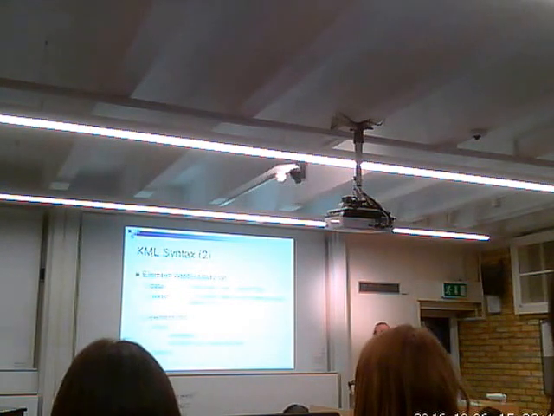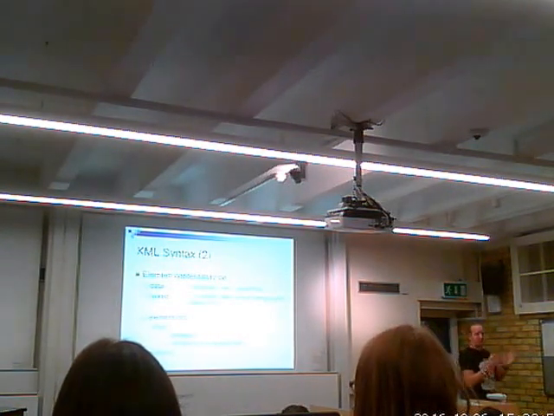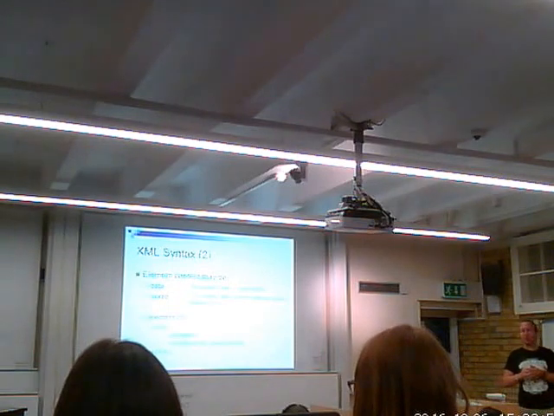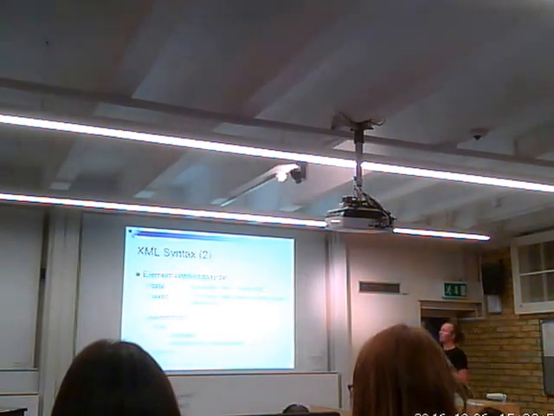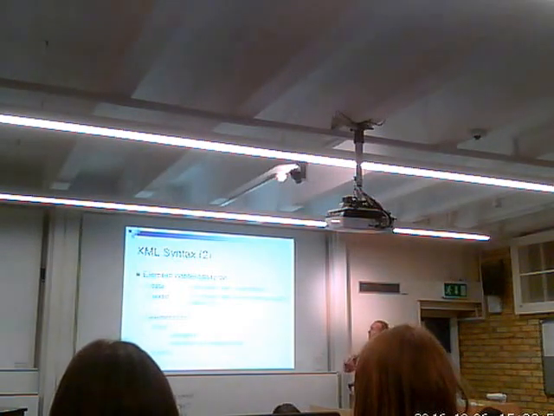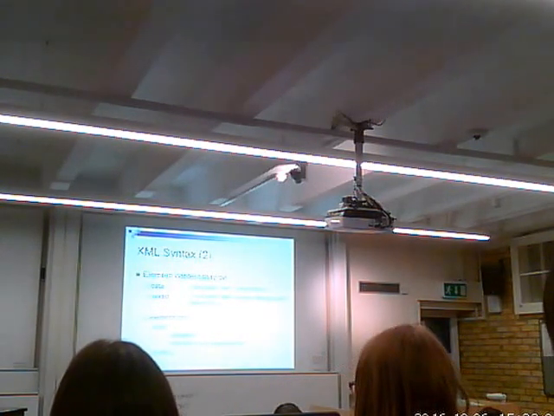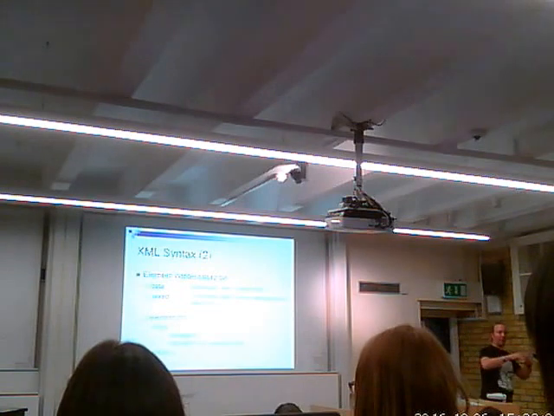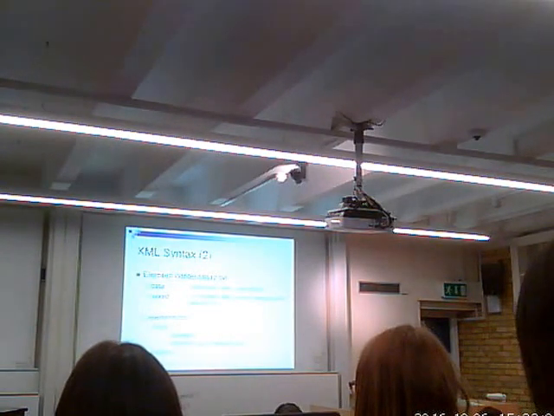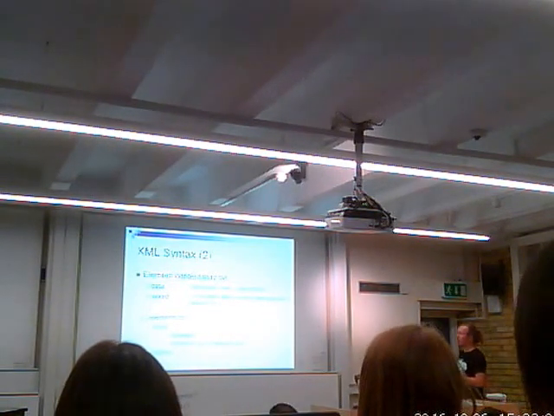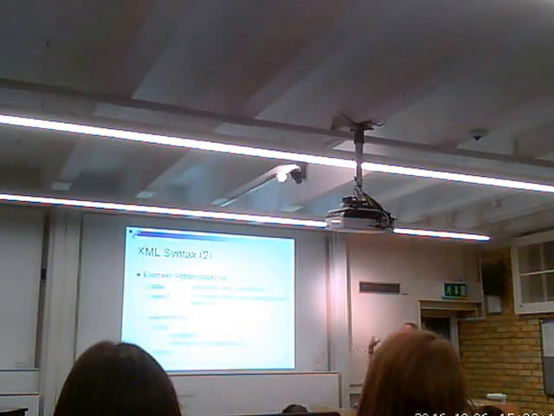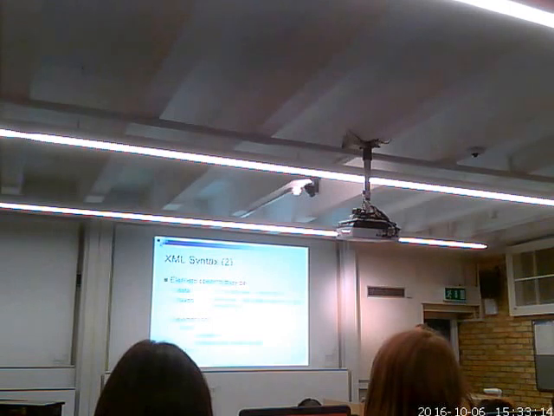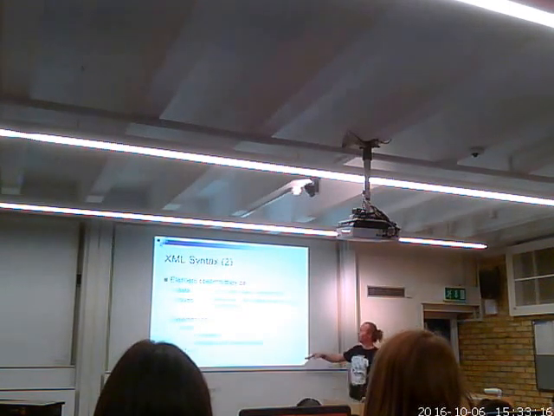What can go in that element? The element contents might just be data, so it might just be text or numbers that represent the content of that element, but it might be a mixture of that and other elements. So we spoke about the hierarchical structure of that document. It might have a mixture of both text data and elements, more child elements, or it might have elements only.